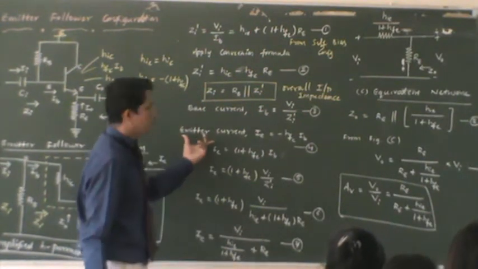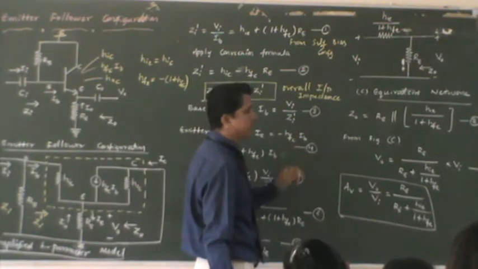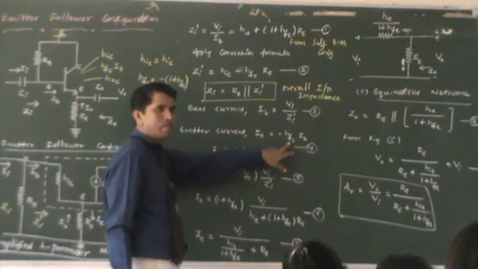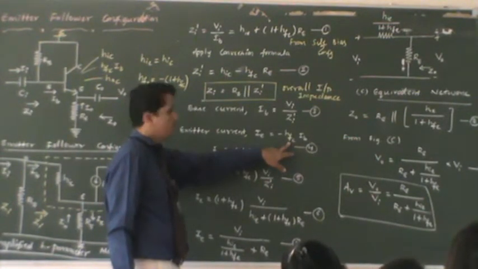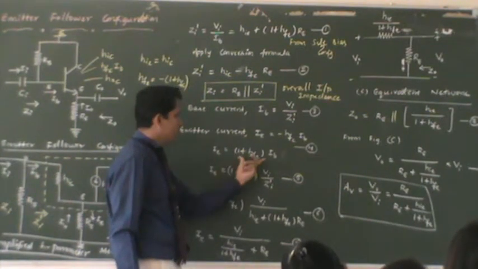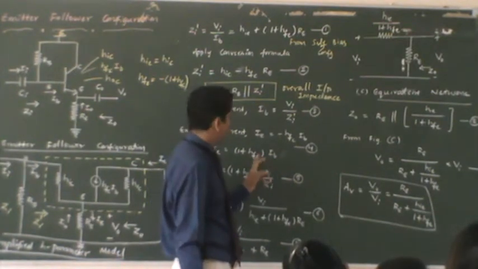So let's find out the expression for the emitter current. Emitter current is nothing but it is equal to minus HFC times IB. I will tell you how I got this expression also. This again is by the conversion formula. But look at the previous thing, we are already aware of this in the previous derivation. IE is equal to 1 plus HFE times IB. Look at the previous derivation again. This we have done.